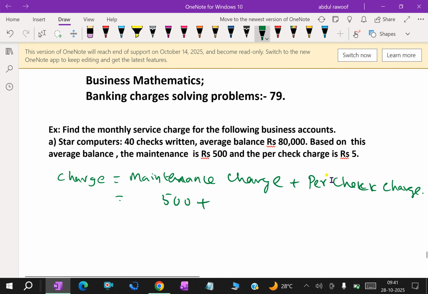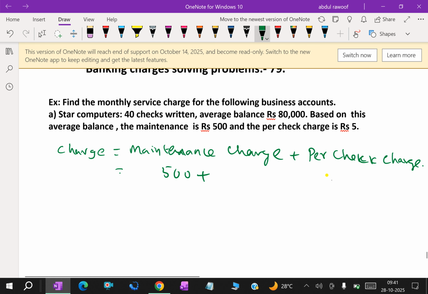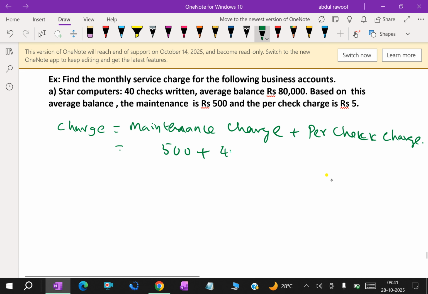Therefore, here 40 into the per check charge of 5, which is equal to 200 rupees. So 500 plus 200 rupees, 700 is the charge.